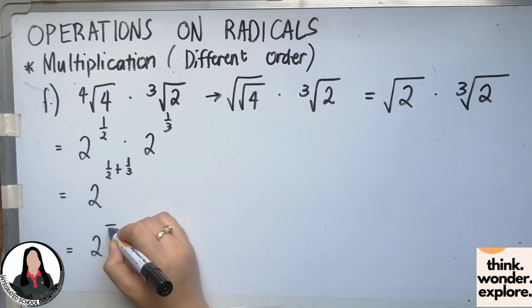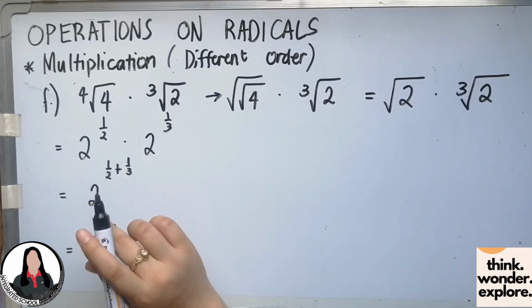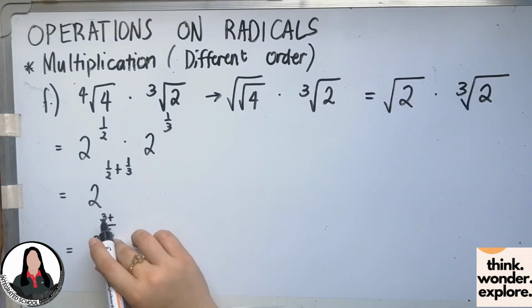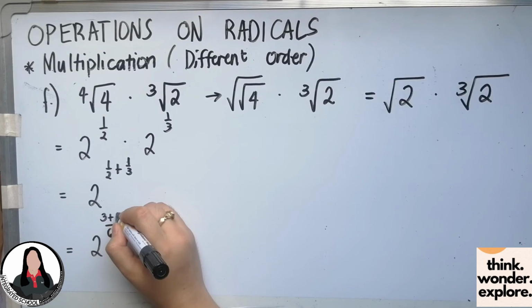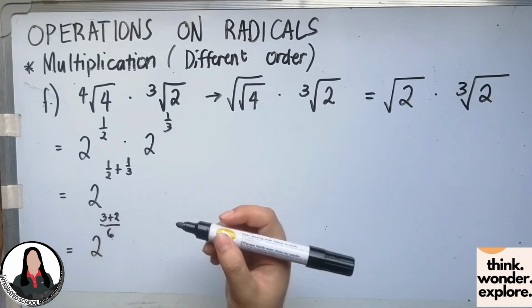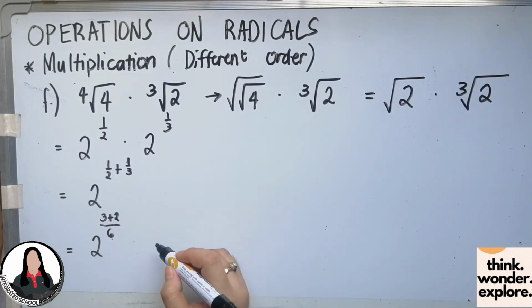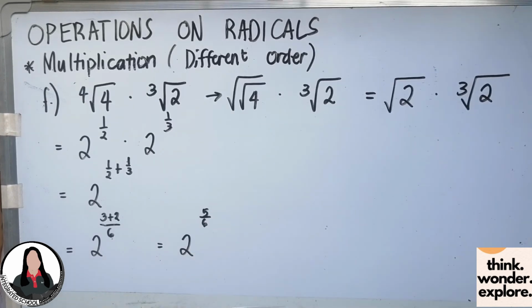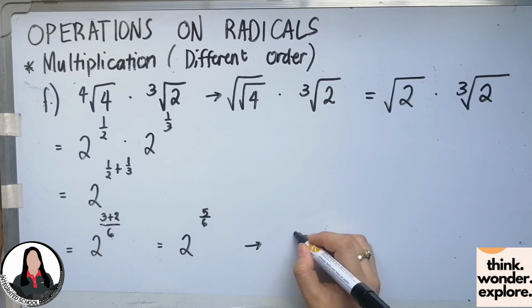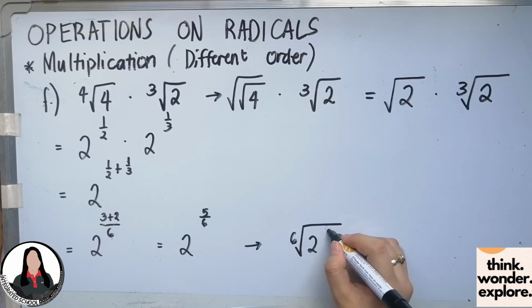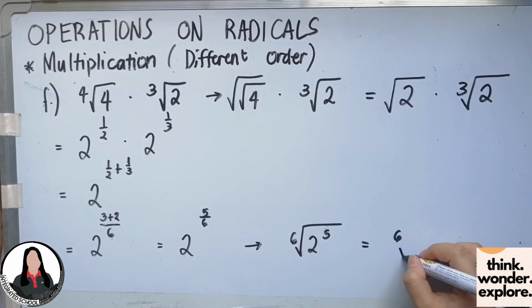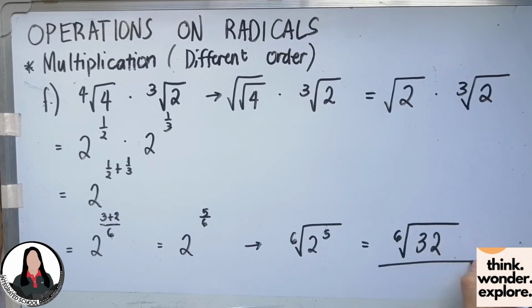2 raised to, we have 6. 6 divided by 2, that's 3 times 1. We have 3 plus 6 divided by 3, that's 2 times 1, that's 2. And then, let's add the numerators. We'll have 2 raised to 5 over 6. So after that, let us rewrite it sa kanyang radical form, which is the 6th root of 2 raised to 5. Simply, 2 raised to 5 is equivalent to 32. So that's 6th root of 32.